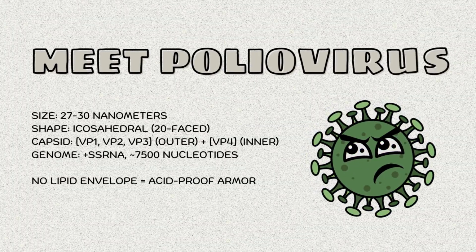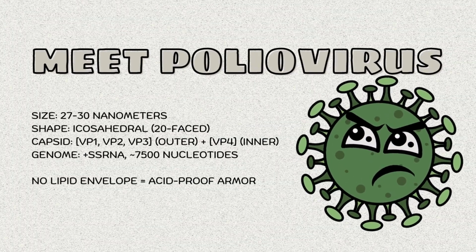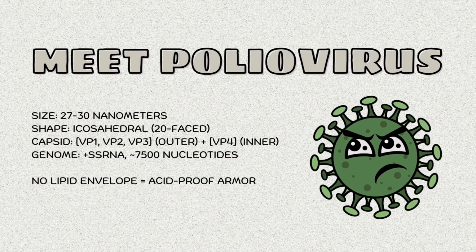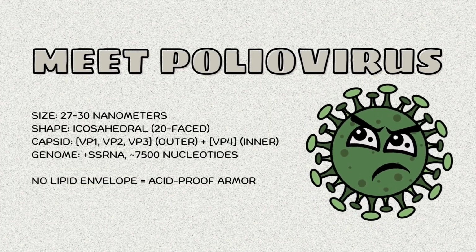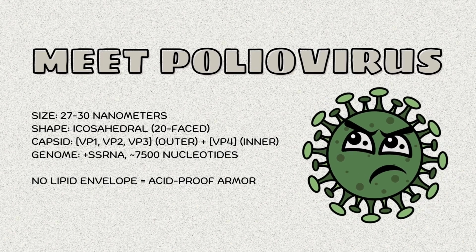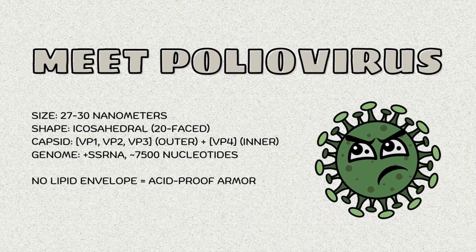Is on the move. His name? Poliovirus. Polio is small. Very small. Just about 27 nanometers in diameter. You could line up 3,000 polios across a single human hair and still have room to spare. But don't let his size fool you. Polio is built like a tiny fortress.